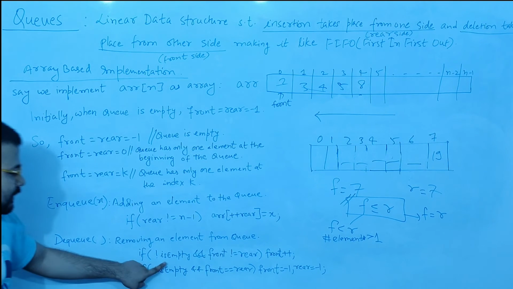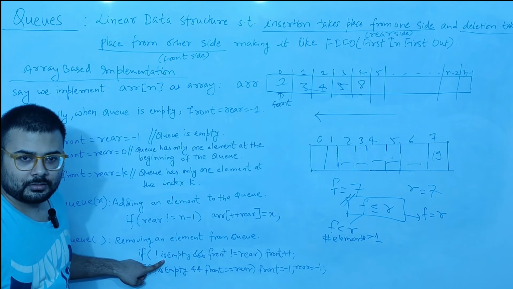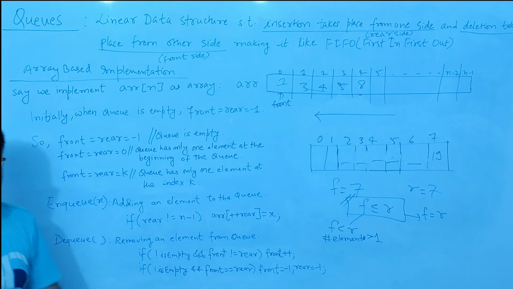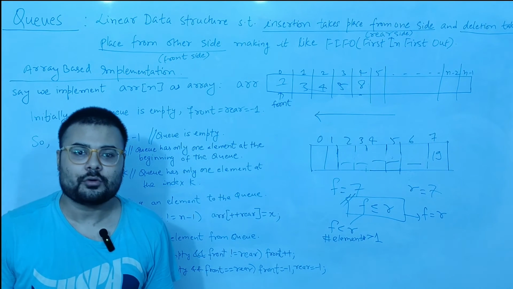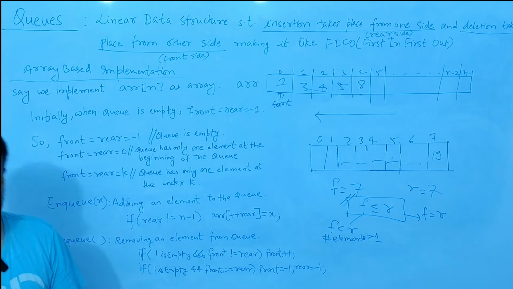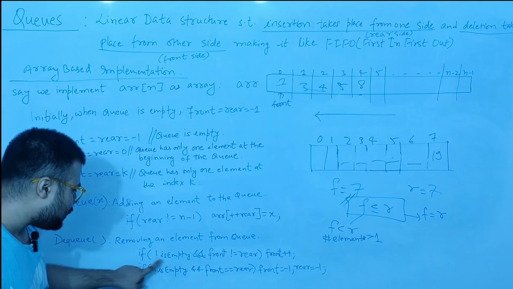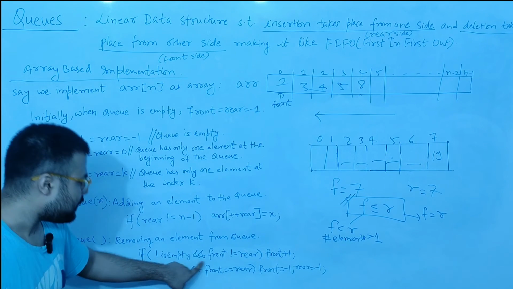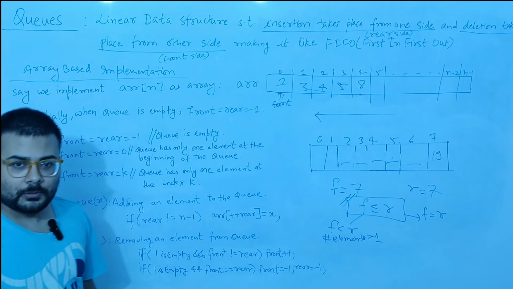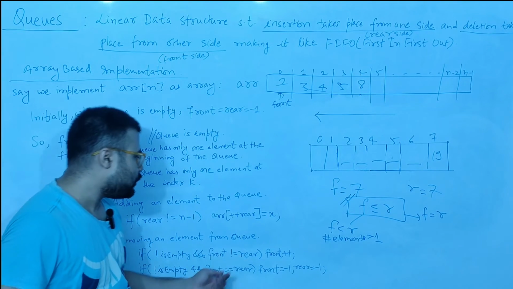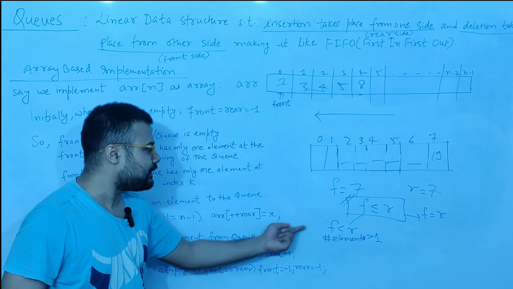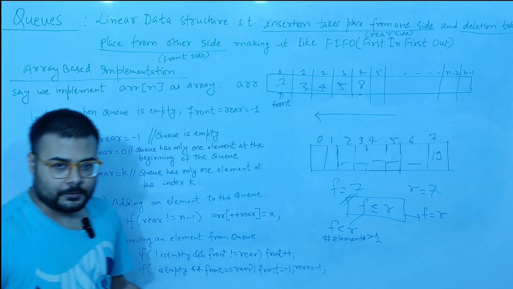Okay, so whenever you have to dequeue an element, dequeue means removing an element from the queue. First, what you will check is whether your queue is empty or not. Because if your queue is already empty, what elements are you deleting? You cannot delete from an empty queue. So if your queue is not empty and front is not equal to rear, you can say front not equal to rear. You can also say front is less than rear.